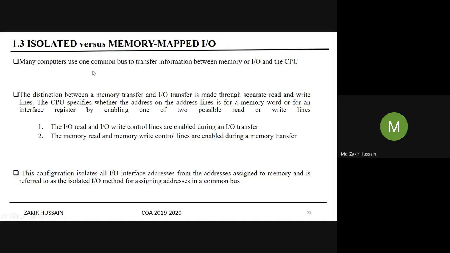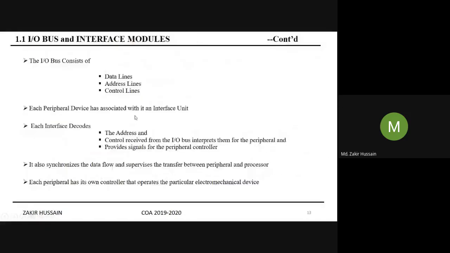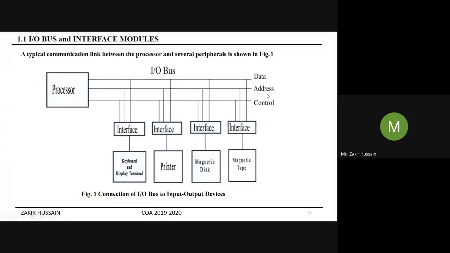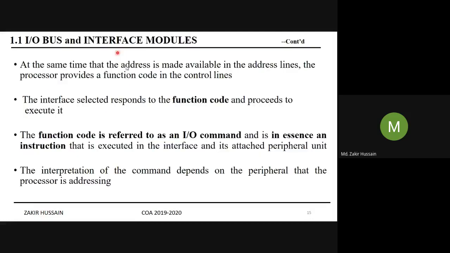In this isolated I/O, we have the buses, the data, address and control. These are the I/O bus. On the other side, we may be having the memory bus, wherein the processor is trying to communicate with the RAM and ROM. So how do we manage this I/O bus? How do we manage the memory bus? That was the topic. Yesterday, we dealt with this I/O bus and interface modules.